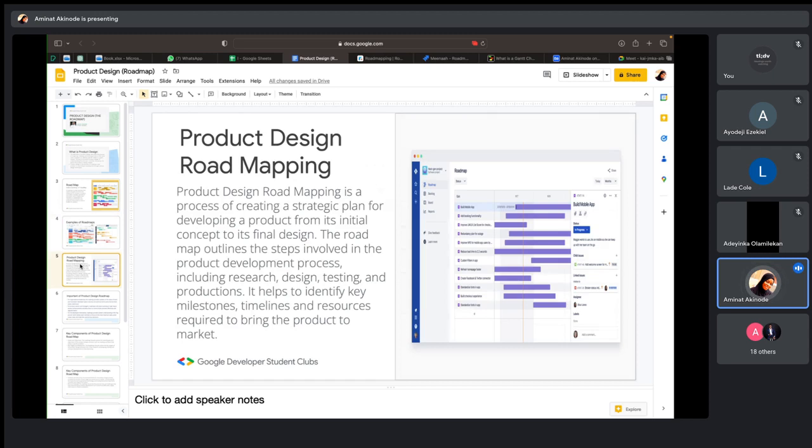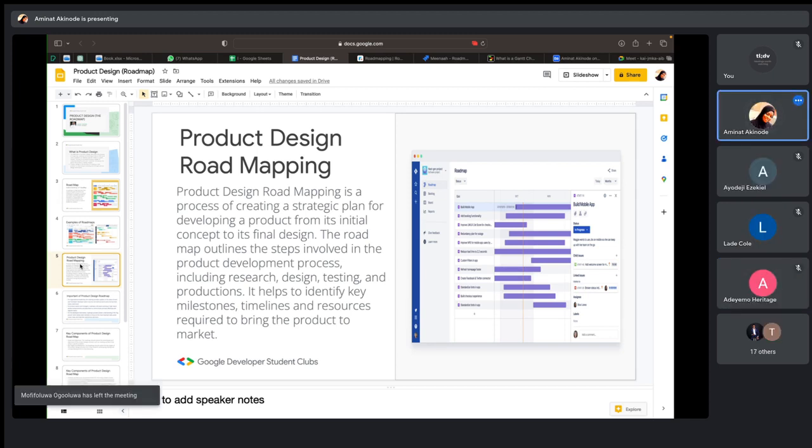And examples of product road mapping. So I have what is product design road mapping. So I put here that product design road mapping is a process of creating a strategic plan for developing a product from its initial concept to its final design.